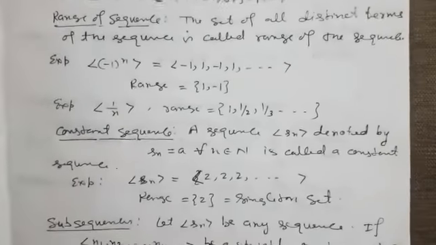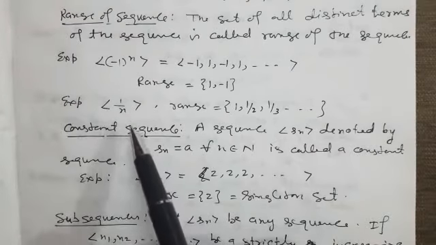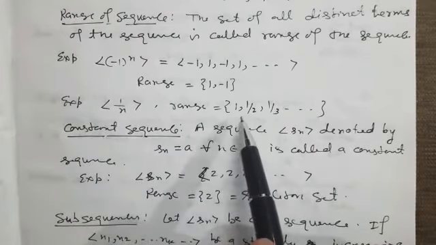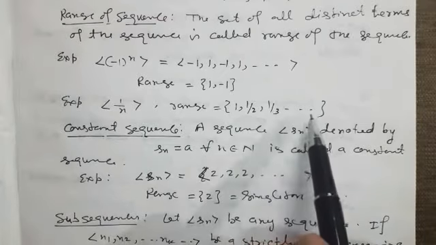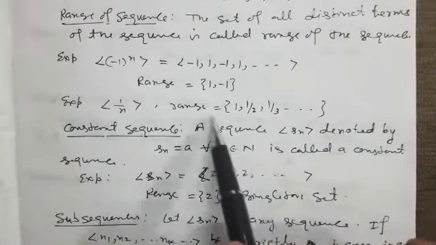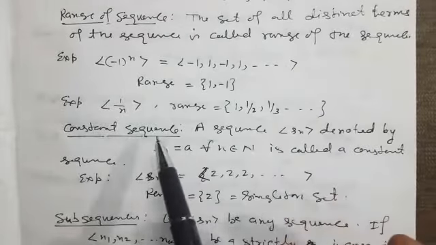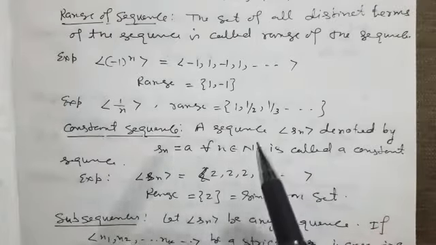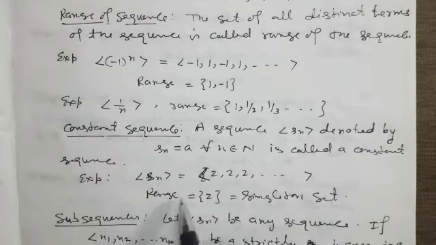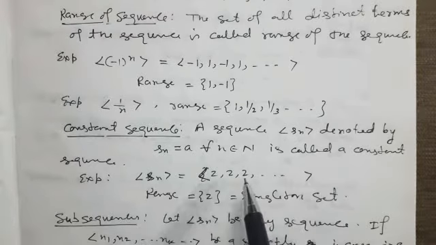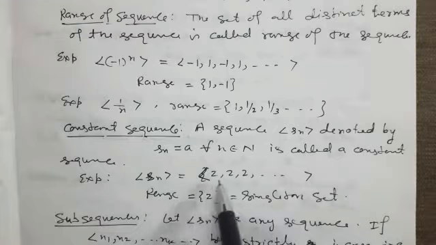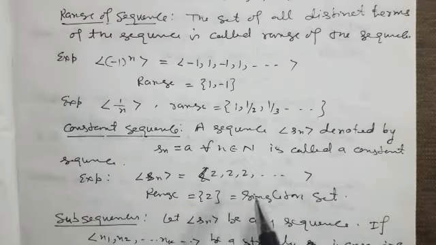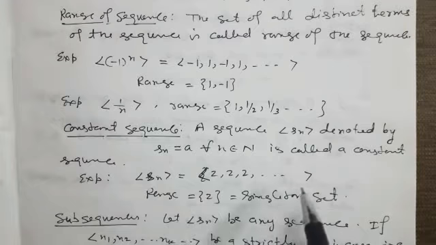If you see the sequence 1 by n, here the range will be the set 1, 1 by 2, 1 by 3, and so on. So here the range is infinite. Now, constant sequence. Constant sequence means there is only one element in the whole sequence. For example, you can see 2, 2, 2, 2. Such a type of sequence is known as a constant sequence, and its range is always a singleton set because there is only one distinct element in this sequence.